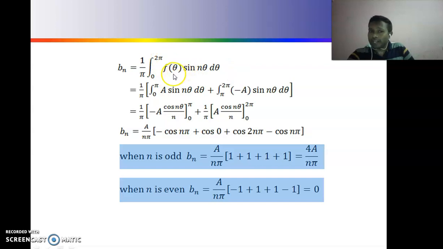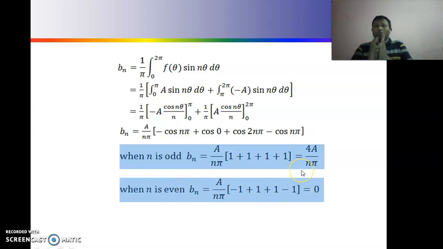Now f theta we already know that its value is a for 0 to pi, and for pi to 2 pi its value is minus a. If you solve this equation further, we'll get this equation. Now the beauty of this equation: Bn is equal to this, and if we put the value of n as an odd value 1, 3, 5, 7, then Bn becomes equal to 4a upon n pi. And if you put the value of n as 2, 4, 6, 8, that is an even value, then this Bn value leads to 0.